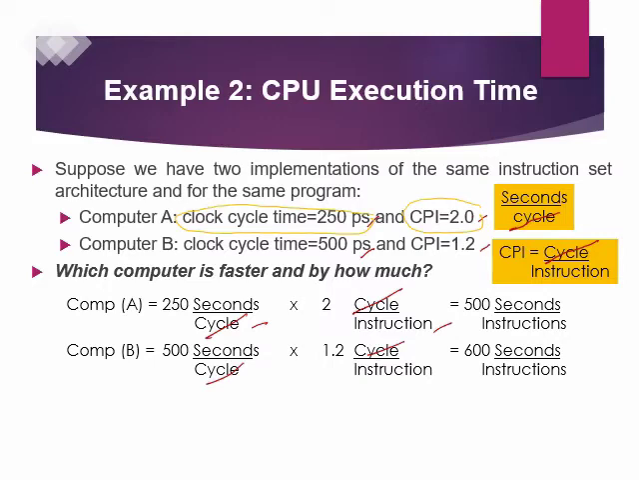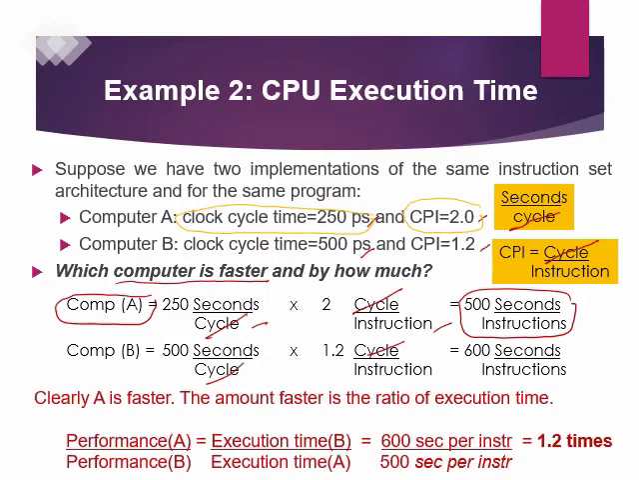So which computer is faster? Which one? 500 or 600? So computer A is faster because 500. So computer A is faster for this question. But by how much? So obviously, A is faster, but by how much?